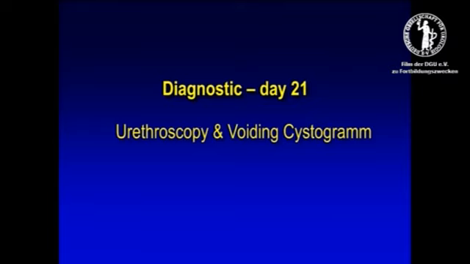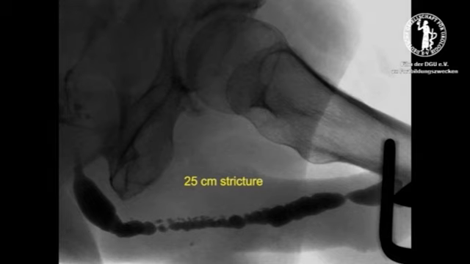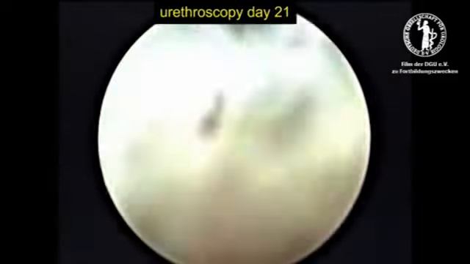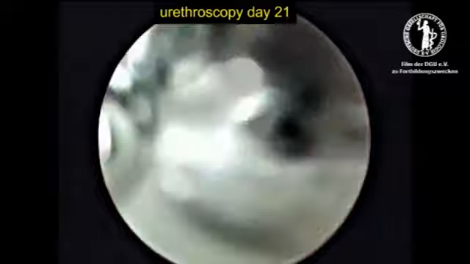All our patients are investigated after 3 weeks by urethroscopy and a VCUG to exclude leakage. A superficial necrosis during the urethroscopy does not influence the result negatively.